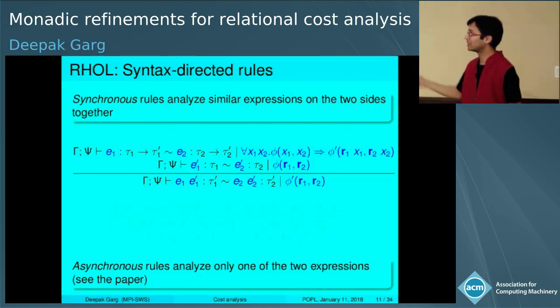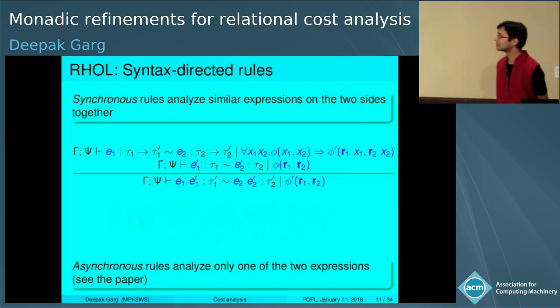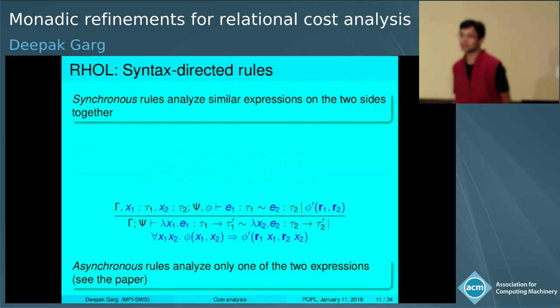Almost all the rules have this kind of a flavor. They're extremely intuitive in terms of the refinements. So for example, the rule for lambdas is just the exact one.